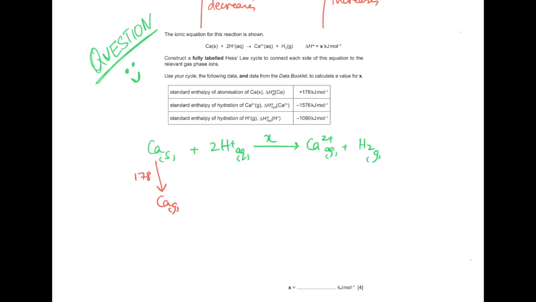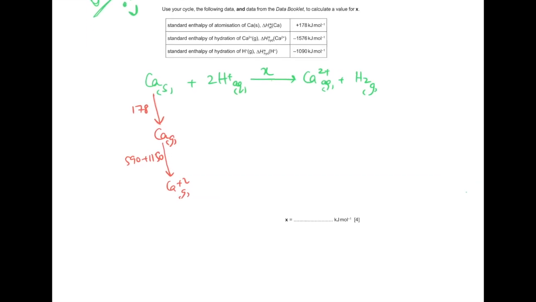Then if I ionize it, Ca plus 1, Ca plus 2, I think it's the sum of both its energies. So basically it's 590 plus 1150, right? And Ca plus 2 aqueous is hydration. So its hydration is minus 1576, as you can see from here. Now, since I have made calcium ion over here, now this can be balanced.